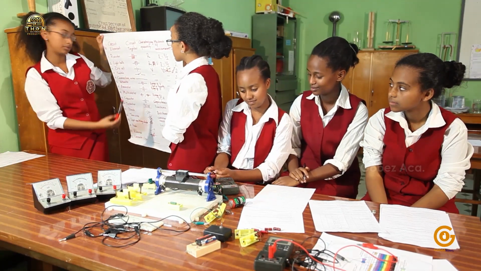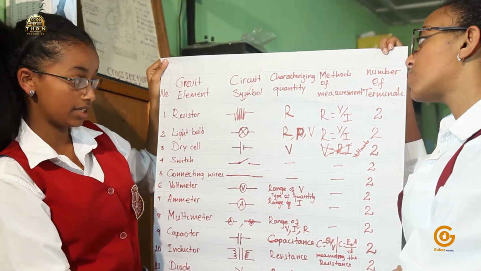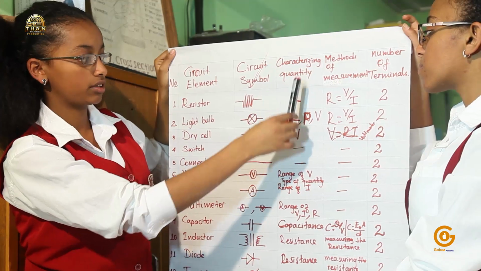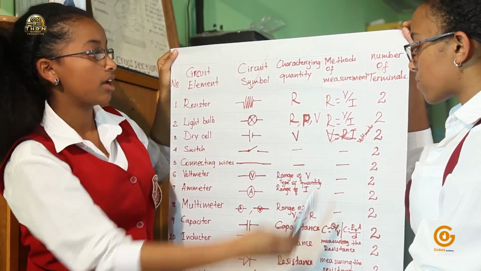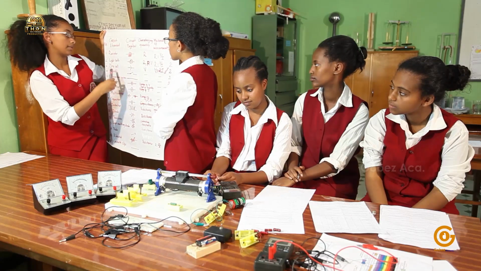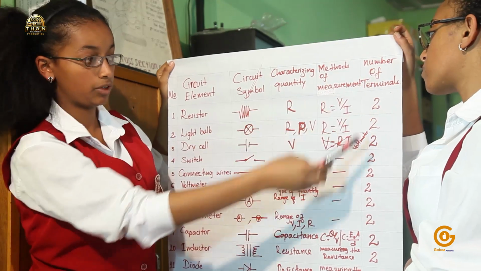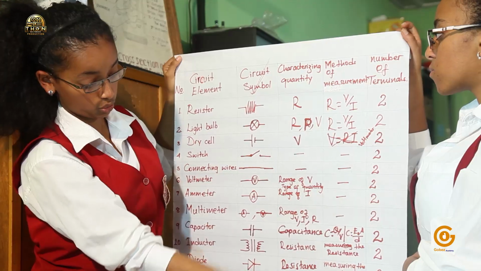This is the table we prepared. In the first column there are circuit elements, in the second column there are circuit symbols, in the third column there are characterizing quantities of the circuit elements, most of them resistance, and the methods of measurement of the circuit elements are in the fourth column. The last column shows the number of terminals of these circuit elements, most of which are 2.